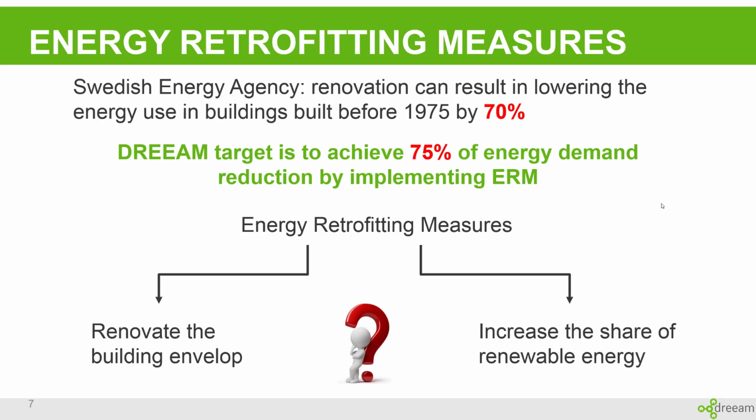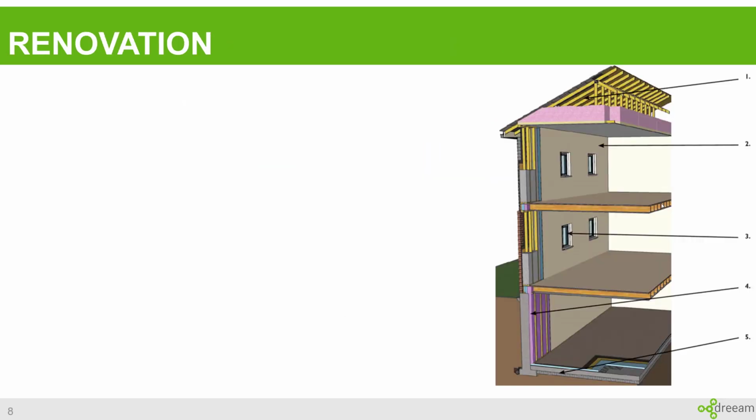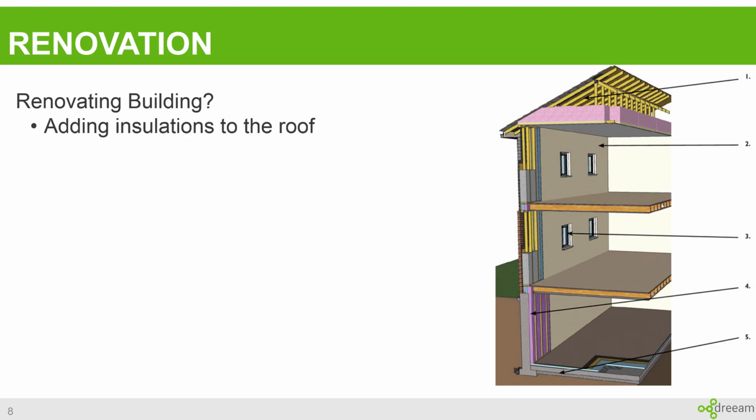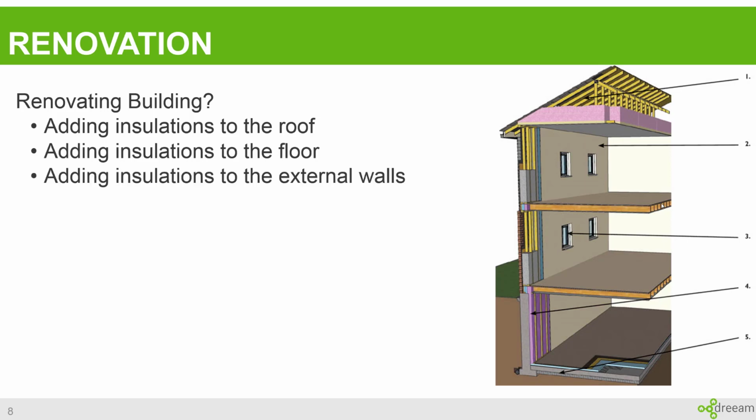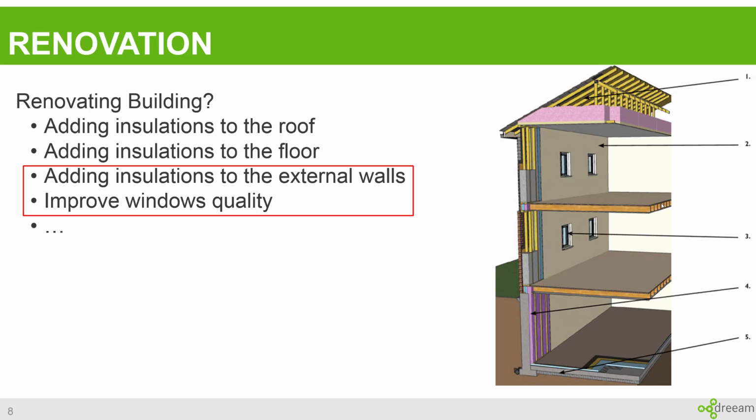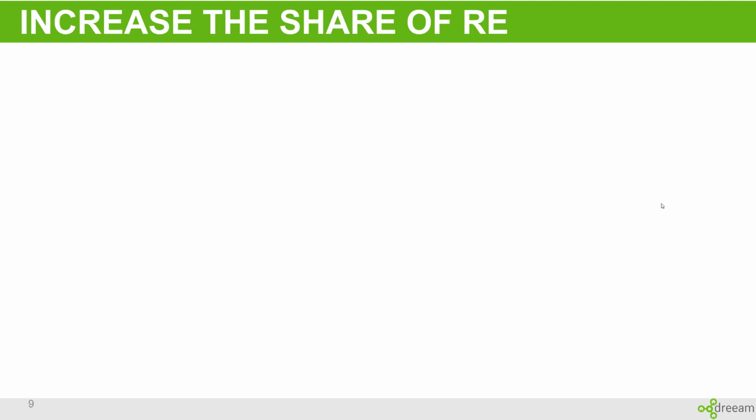But what does each one mean? By renovating the building, we mean adding insulation to the roof, adding insulation to the floor, adding insulation to the external walls, improving the window quality, and so on. In this work, we concentrate on adding insulation to the external walls and improving the windows.